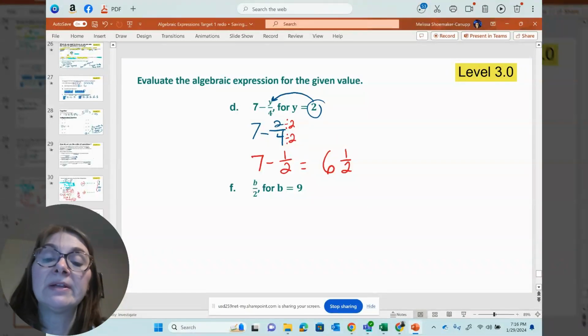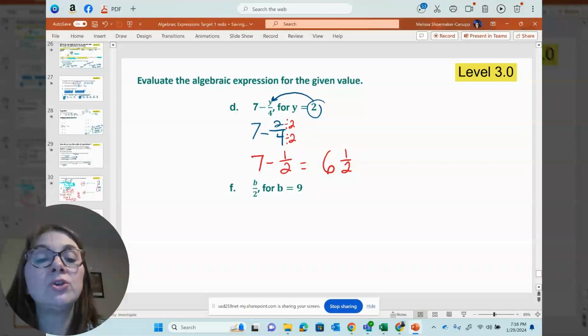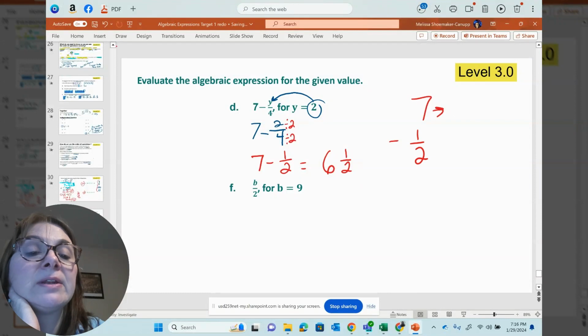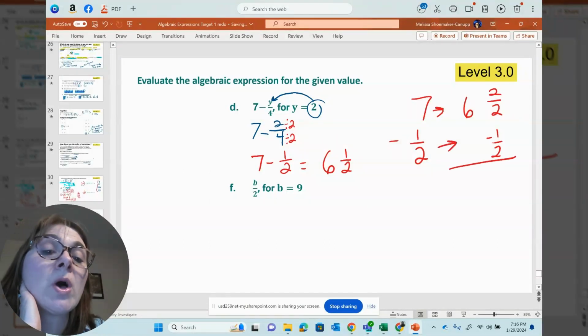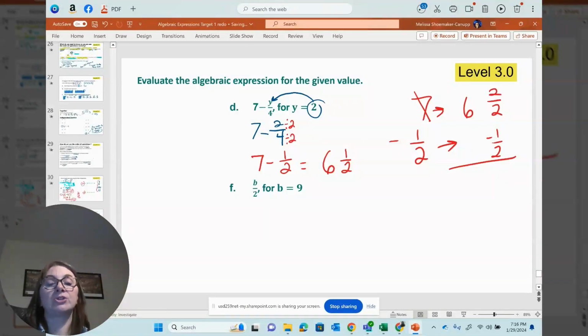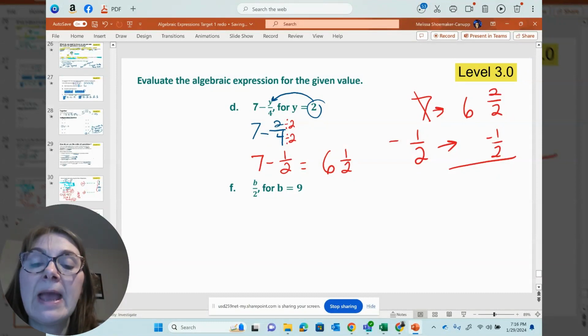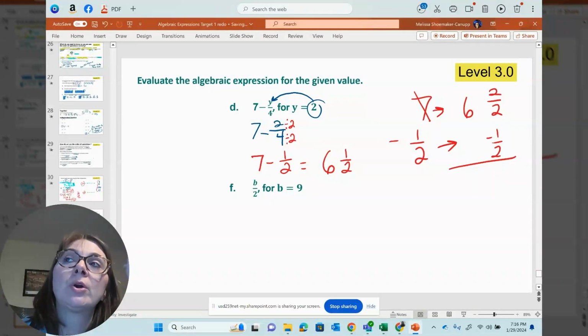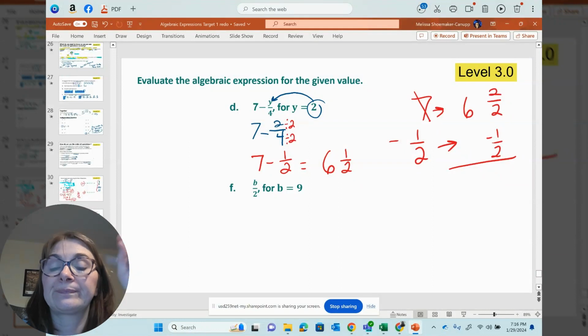Now, if that's confusing to you, then you can think about taking the 7 and borrowing 1 from that. I'm going to turn 7 into 6 and 2 over 2, because then I'm going to subtract a half from that. 2 over 2 is the same thing as 1. So I borrowed from the 7, making it a 6, and turned that 1 into a fraction that I could subtract from. Now, yours is very similar. You are going to be creating the same fraction. You are just subtracting it from a different number. Okay, very doable.